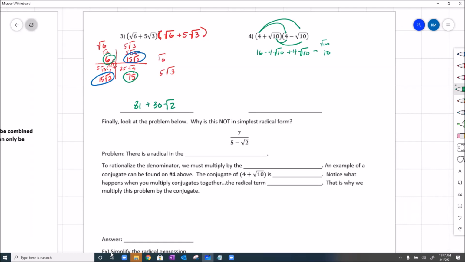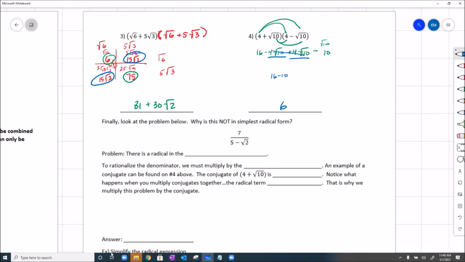Okay, so now as we add our like terms together, we have negative 4 radical 10, positive 4 radical 10. They cancel out. So we're left with 16 minus 10, and our answer is 6. It's kind of cool that we multiplied two things that had radicals in them and just got a number, okay?